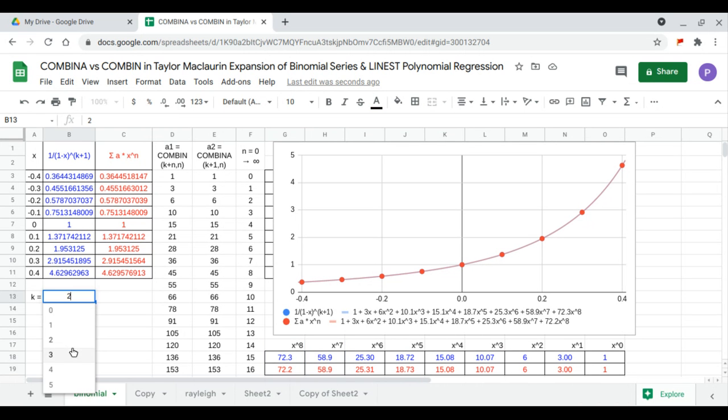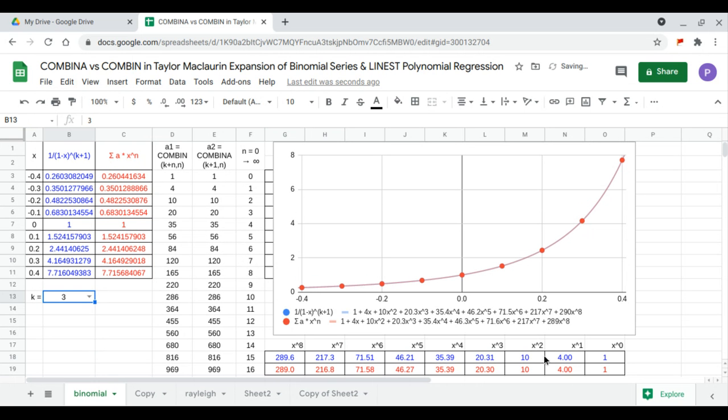And cube, that's 1 for x to the 0, 4 for x, 10 for x squared, 20.3 for x cubed, 35.4 for x to the fourth, and 46.212 for x to the sixth.